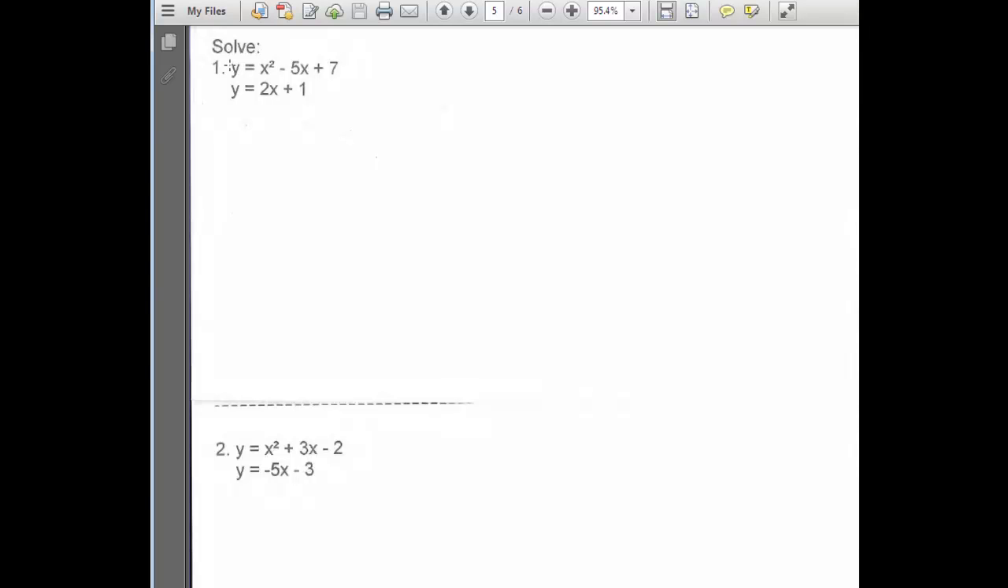Notice both of these equations are already solved for y. We do not have to do so. Since y is equal to 2x plus 1 and y is equal to x squared minus 5x plus 7, we can set them equal to each other and solve. So if we can get 0 on one side, we can factor. So that's our goal. Let's get 0 to one side.